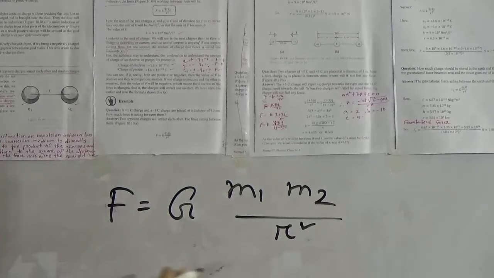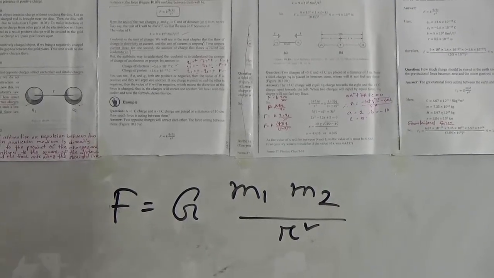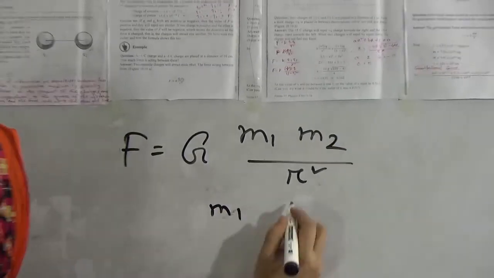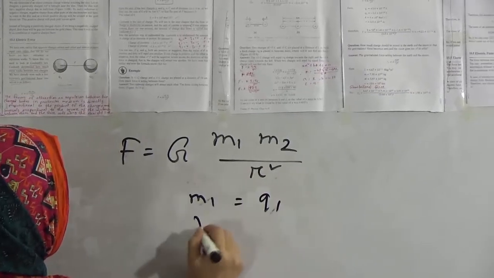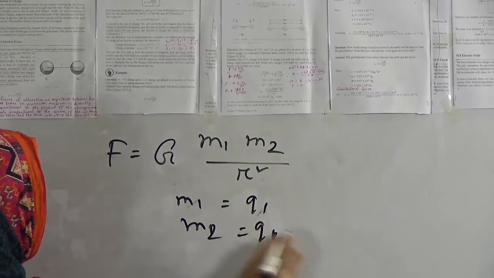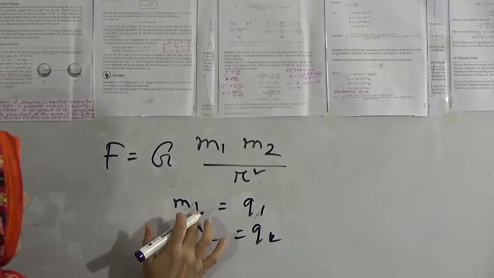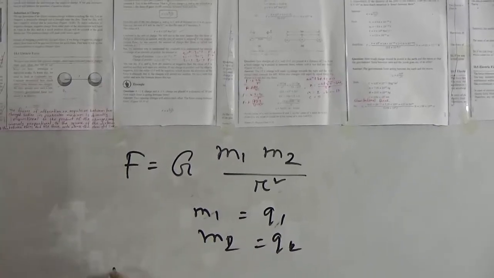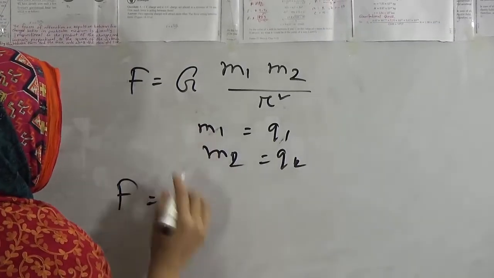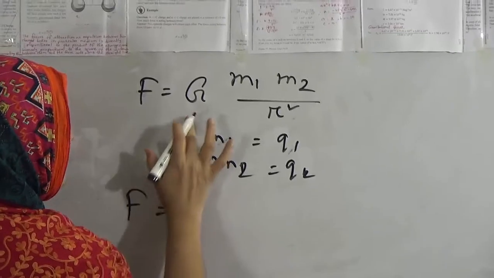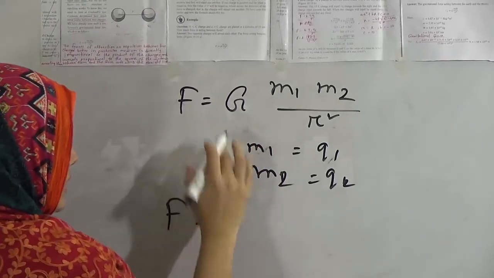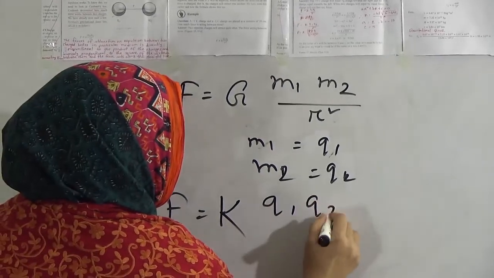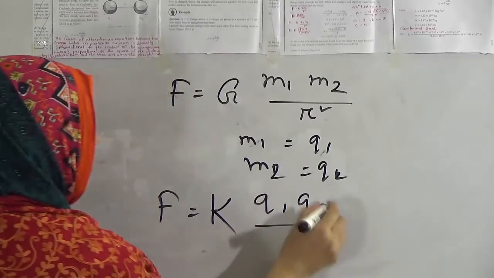Coulomb's law is similar to this. Just here, instead of m1 it will be charge q1 and instead of m2 it will be charge q2. From this law we can see that there will be another constant, different from Newton's gravitational constant. This is k q1 q2 divided by r square. This is Coulomb's law.